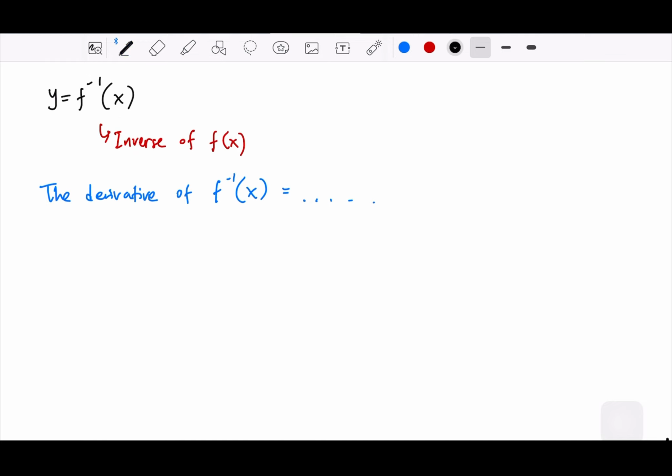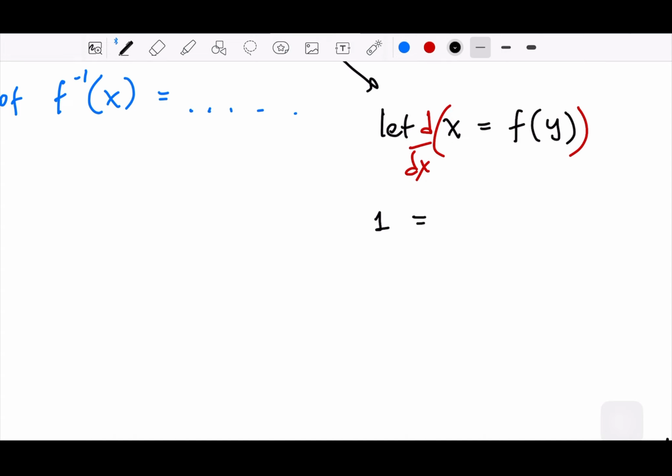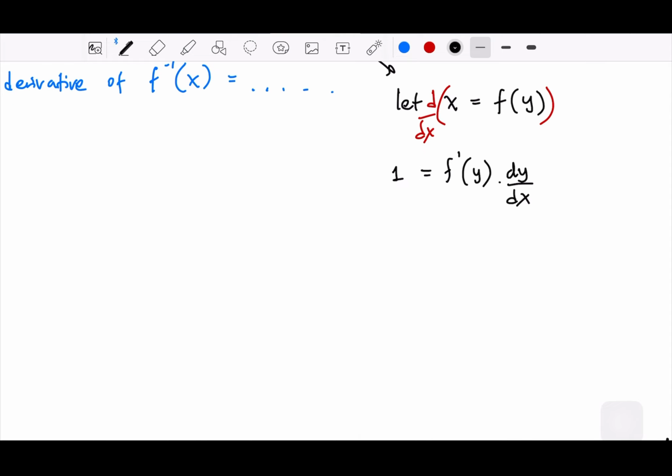First of all, we need to let this form become x equals f of y, right? And then we take the implicit differentiation. Let me take the d/dx in the front like that. Then this becomes 1 equals f prime of y, multiplied with the derivative of y, which is dy over dx. It's the same thing as when we deal with implicit differentiation: the derivative of y is dy over dx.